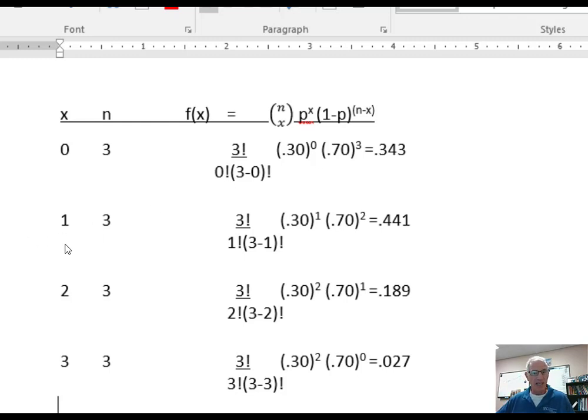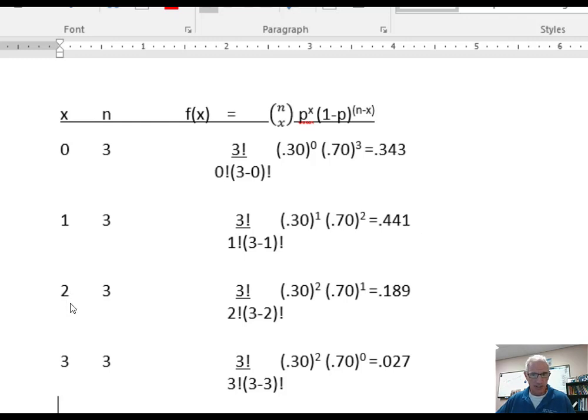Now, if we run through the math again, for 1 success in 3 trials, which is 3 factorial over 1 factorial times 3 minus 1, which is 2 factorial, times 0.3 to the x, which is 1 now, and 0.7 to the 3 minus 1, which is 2. So our probability that we will have 1 success, or 1 A, given 3 students is 0.441. Here we have 0 students getting an A, and that's 0.343. 1 student getting an A would be 0.441.